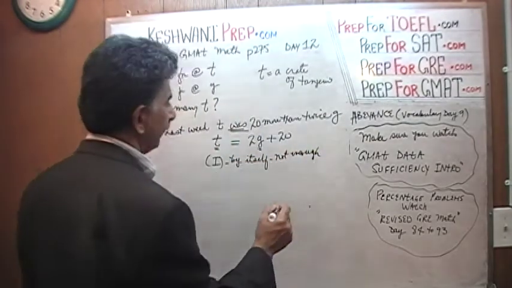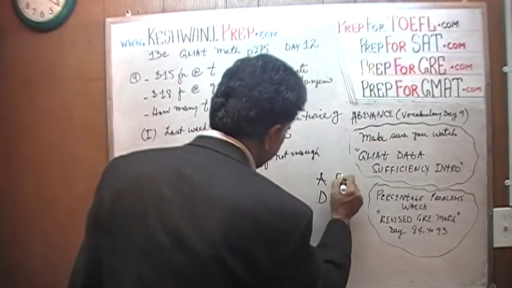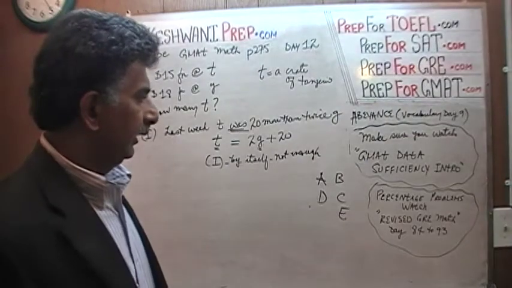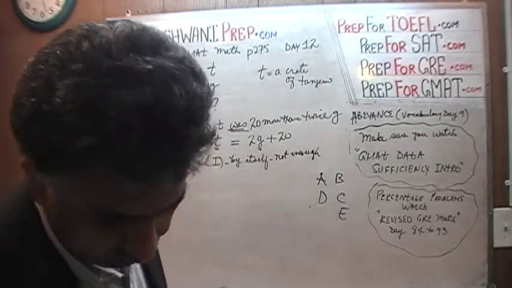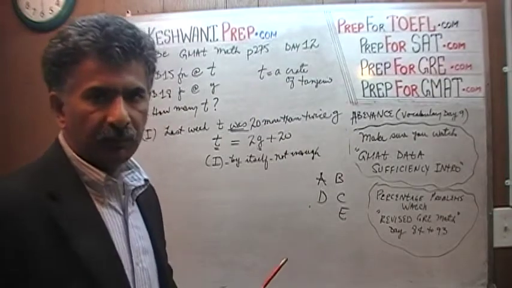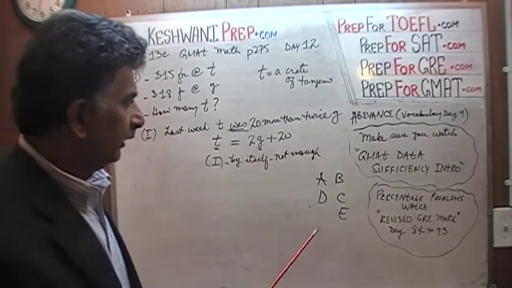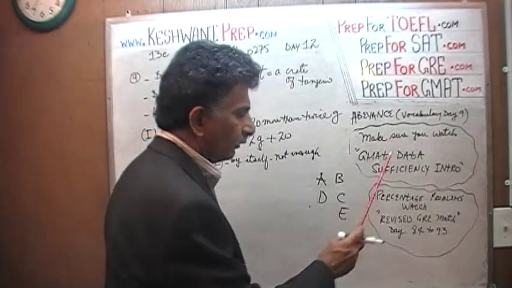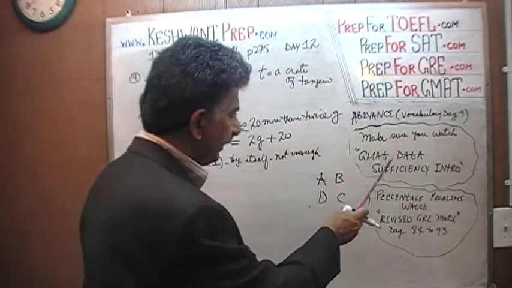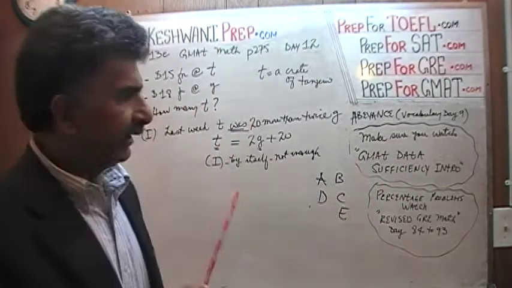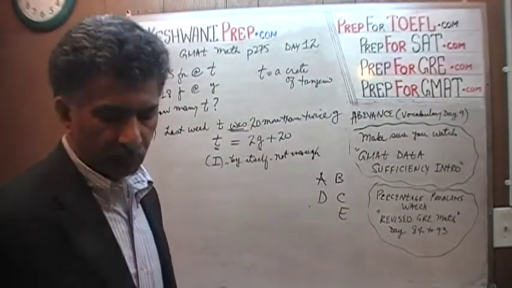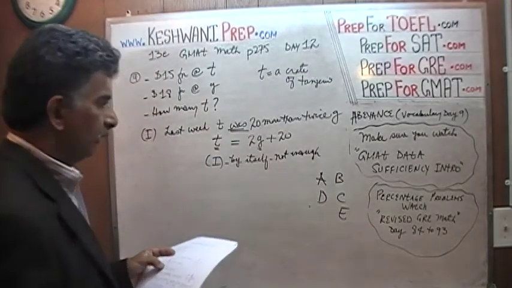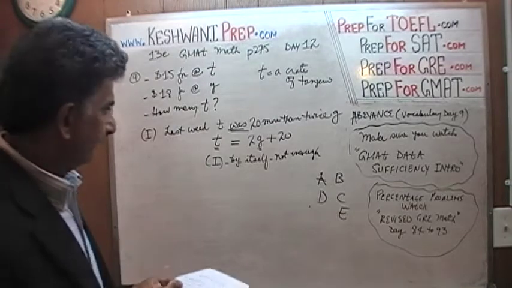Alas, it's not enough. So here's our A, D, B, C, E. A, D, B, C, E. Make a habit of it. If you still don't know what I'm talking about, I keep reminding you. Make sure you watch the GMAT data sufficiency intro. Just type in GMAT data sufficiency intro with my name in it, Keshwani, and then watch that video, and you will understand what I mean by A, D, B, C, E.